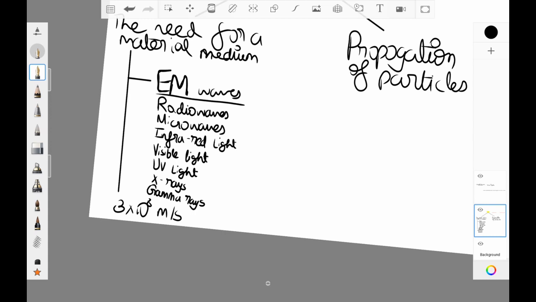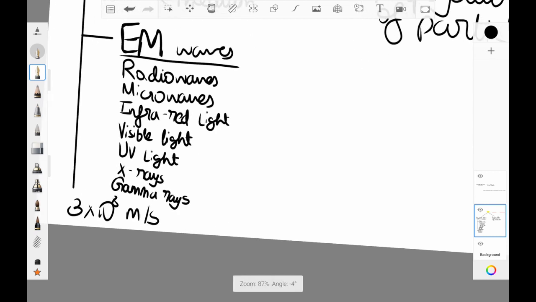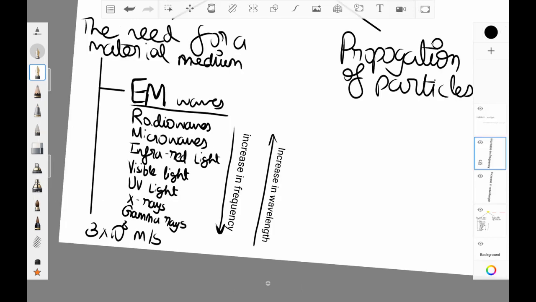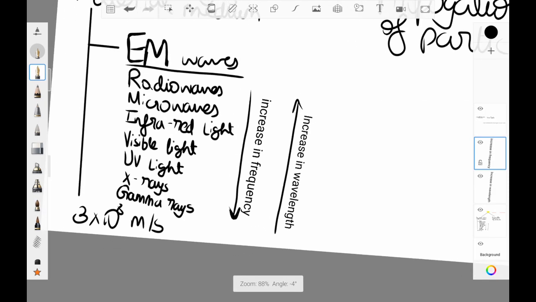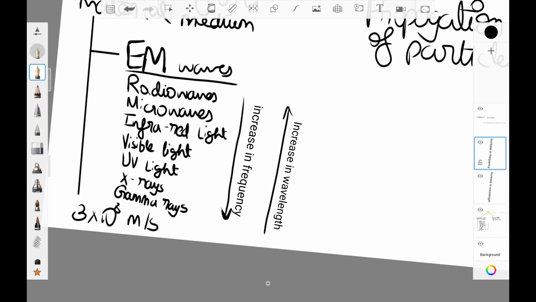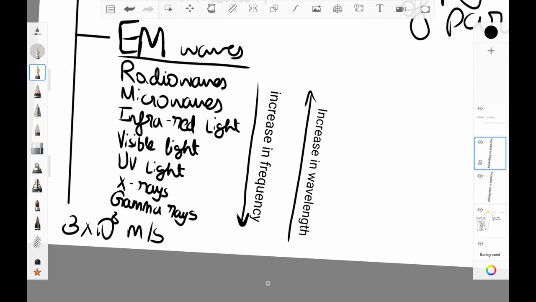Now, there are different types of EM waves, 7 to be exact. And you do need to remember them in this particular order. Yes, you do need to remember all 7 types of EM waves, and you do need to remember them in this specific order. That's because as you go down the list, the frequency of the waves increases, and we'll look at what frequency means later on in the video.